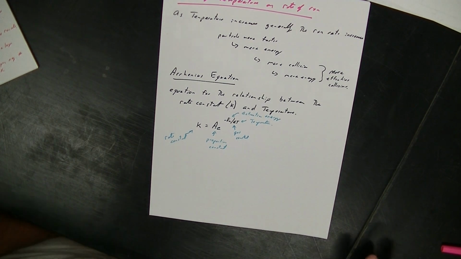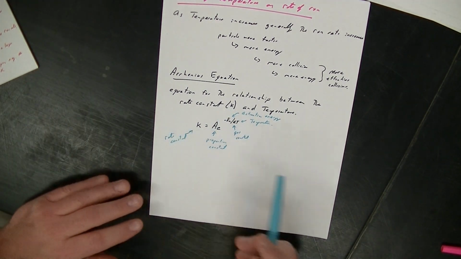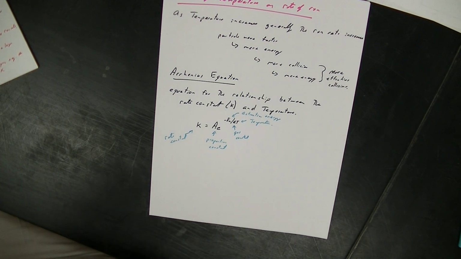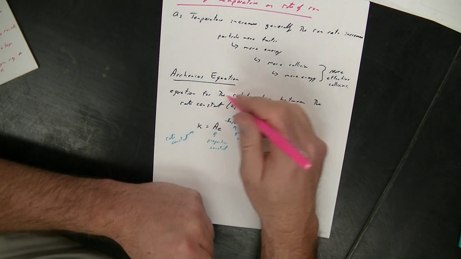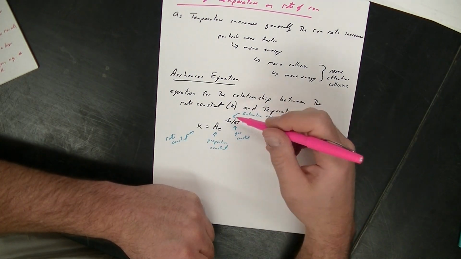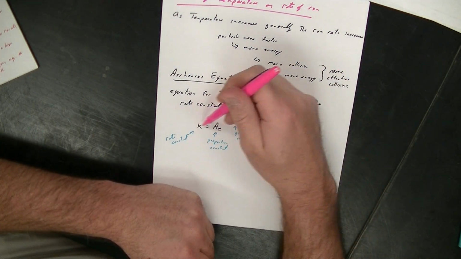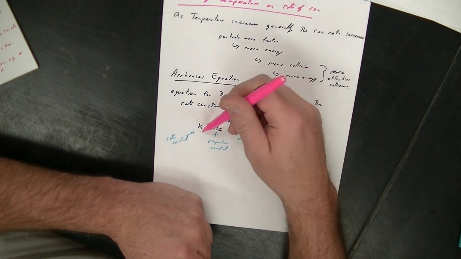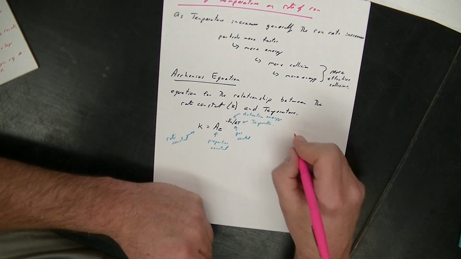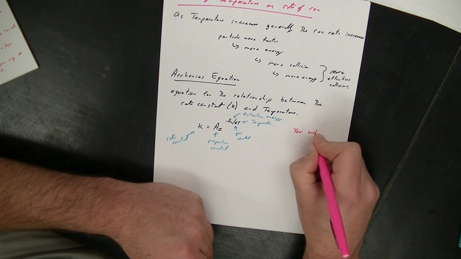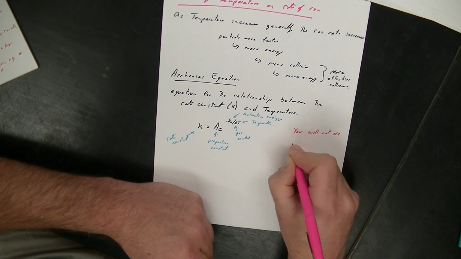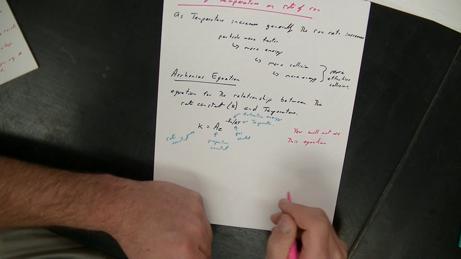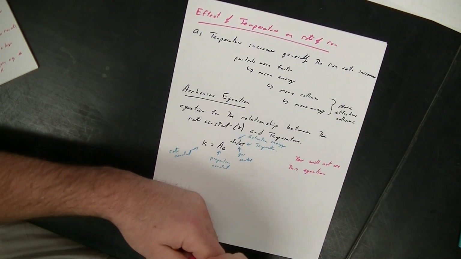Now, I'm going to be honest with you right up front. I'm never going to have you use this equation. I'm never going to have you solve this. You just have to understand what the equation is telling us. I'm not going to ask you to use it. I will ask you to explain what's happening. So let's write it right here: you will not use this equation, but you must understand the equation.